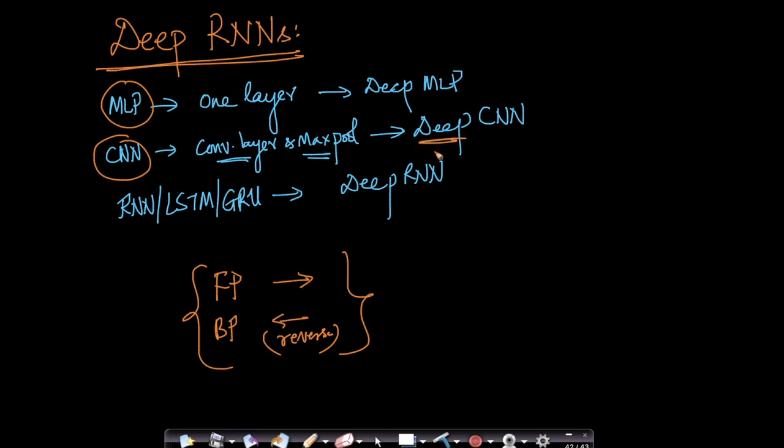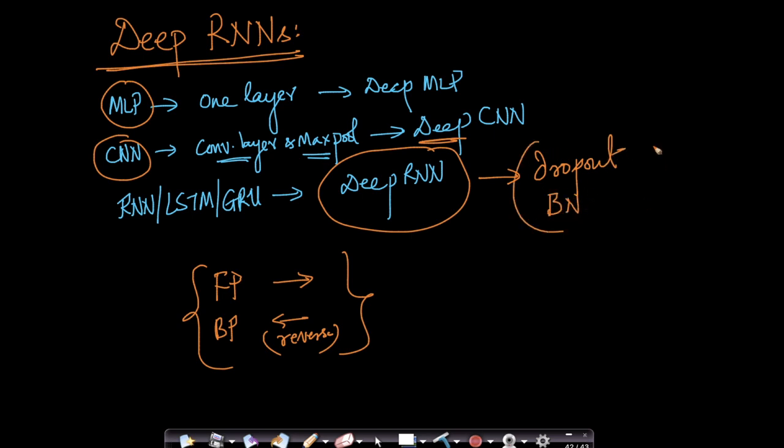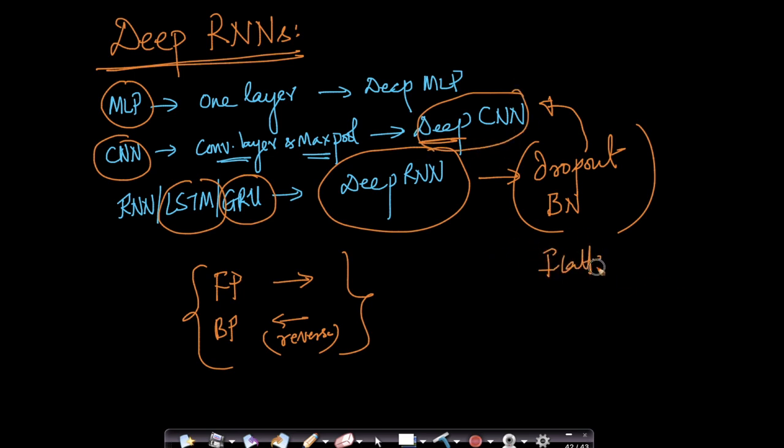And when you have a deep RNN, all of the machinery that we have learned, like dropouts and batch normalization, is still valid even in the case of LSTM and GRU, just like the way it was valid in the case of CNN. Just like in CNN, you can also have things like flatten, etc., even in deep RNNs.